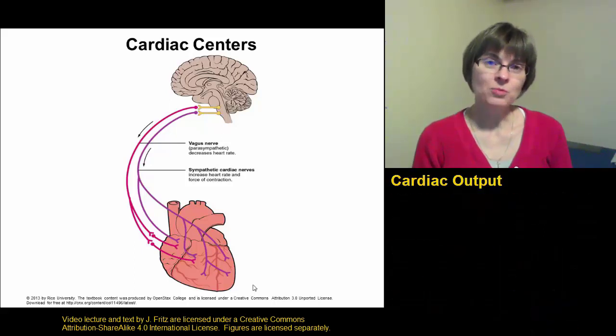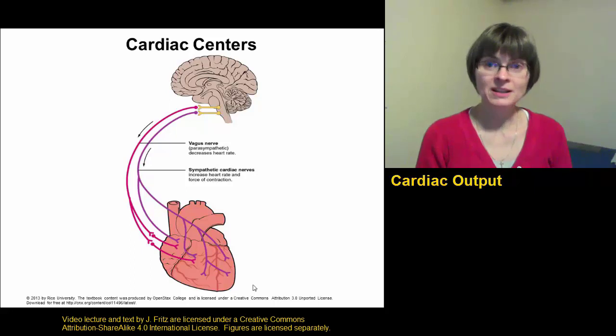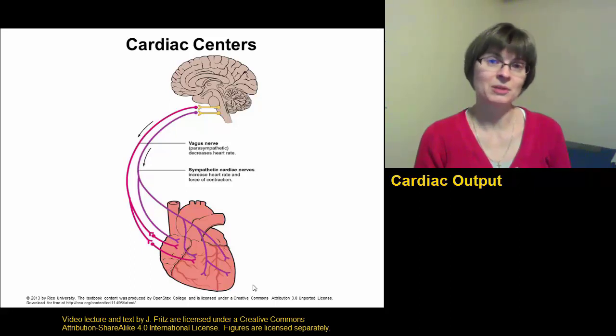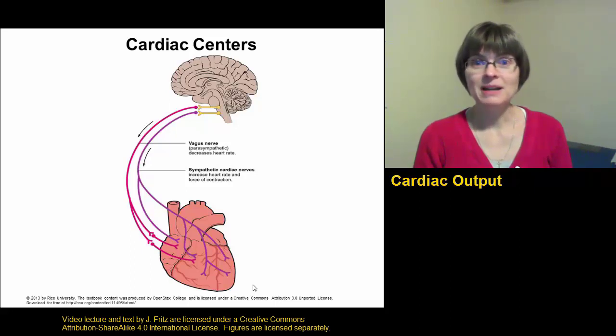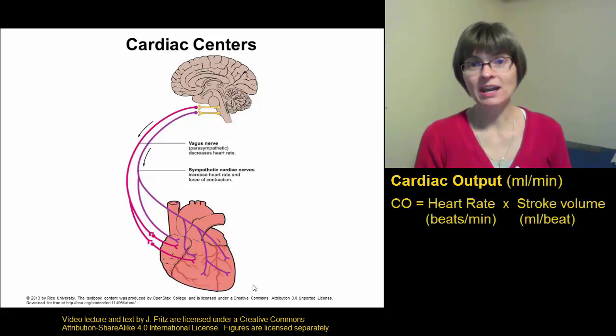The cardiac output, which is usually measured in milliliters per minute or sometimes liters per minute, is calculated by a simple formula. To get the cardiac output, you take the heart rate, beats per minute, and multiply it by the stroke volume. The stroke volume is the volume of blood that's pushed out of the ventricle with one contraction.